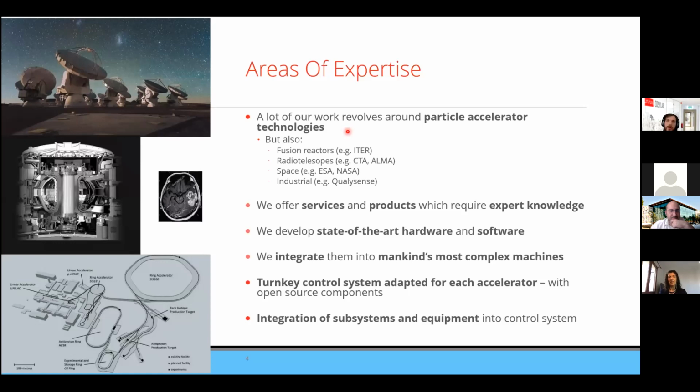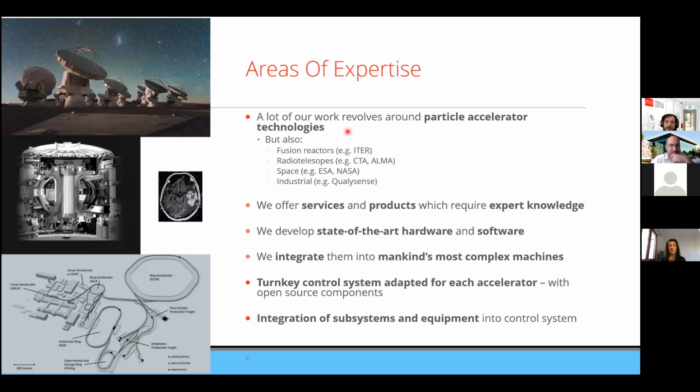We offer services and products which require expert knowledge. Why is this needed? Because for a particle accelerator, you need state-of-the-art hardware and software, and we can integrate them into these most complex machines of mankind. We also offer turnkey control systems adapted for each accelerator, and integration of subsystems. Why this is important will be apparent in the next slides.